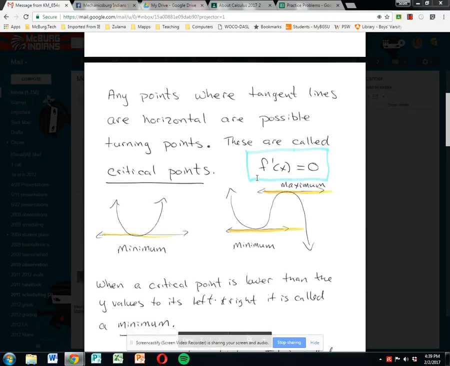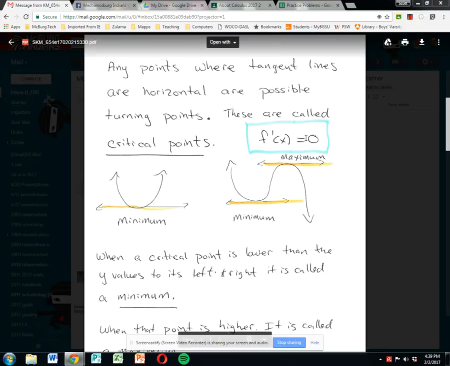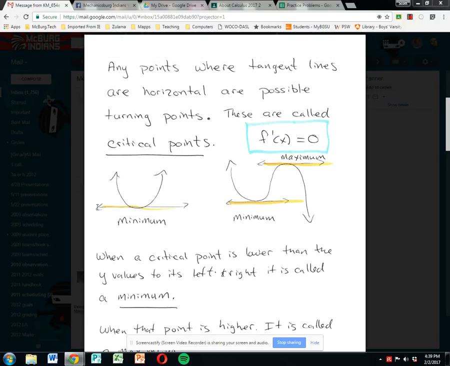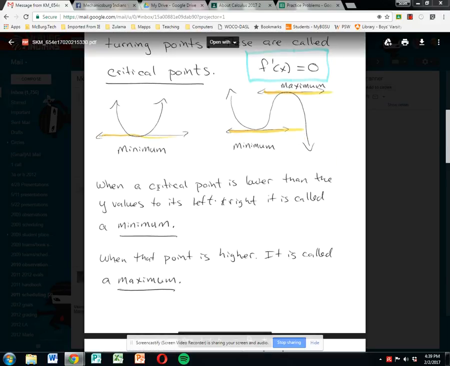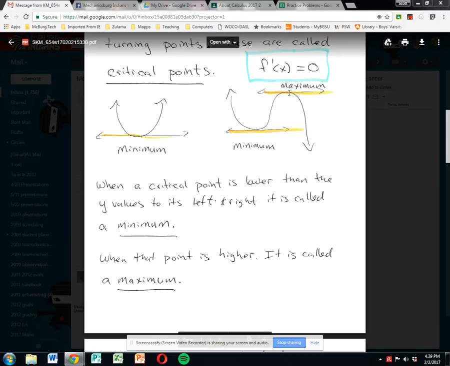Okay? So let's talk about what happens when the tangent lines are horizontal. If I set a derivative equal to 0, I get what's called critical points. Chances are pretty good that these are either minimums or maximums. If that critical y value, we're going to find x values, but if its y value is lower than the y values all around it, it's a minimum. And if the y value is higher than the y values immediately next to its left and right, it's called a maximum.